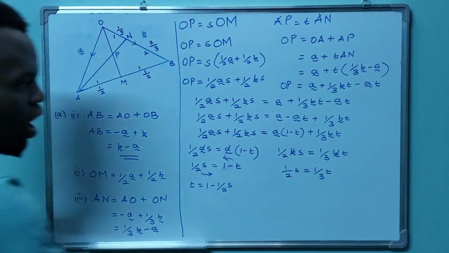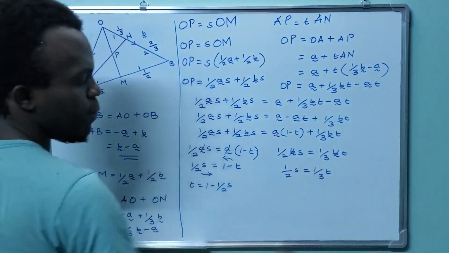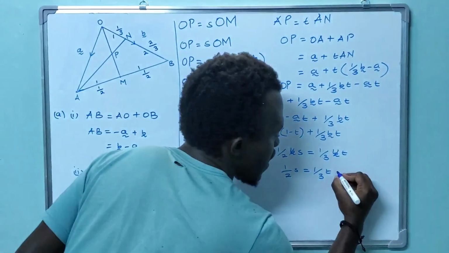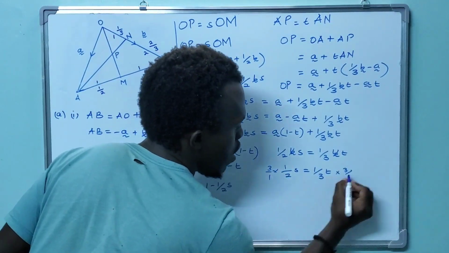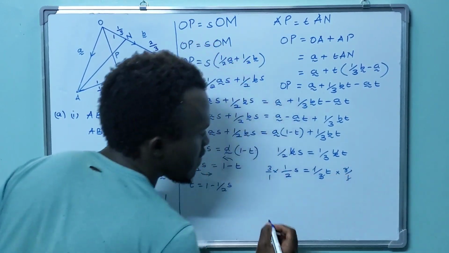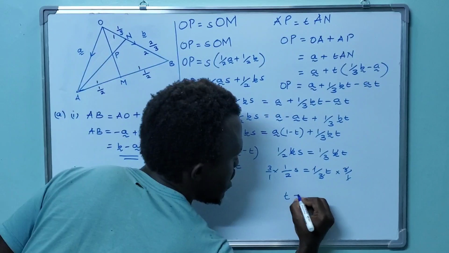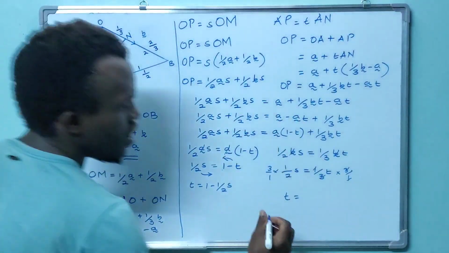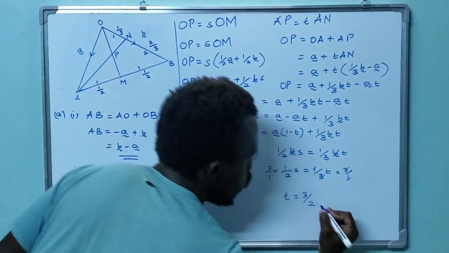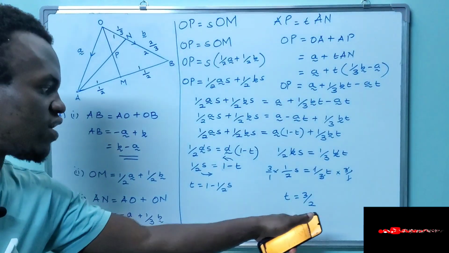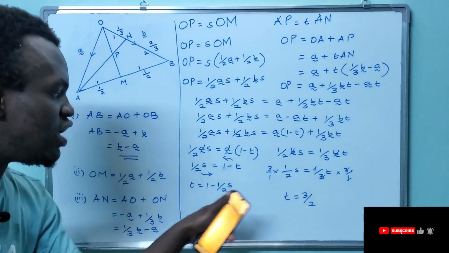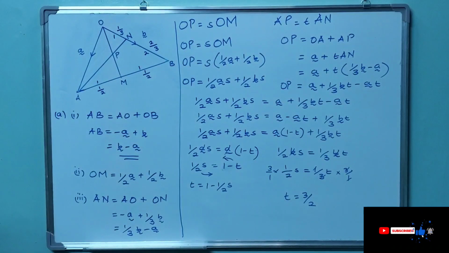What am I going to do? Because this one is a third, I'll multiply both sides by the reciprocal, which means I'll multiply here by 3 over 1, multiply there also by 3 over 1. That and that will cancel. So I'll remain there with t being equal to what? T being equal to 3 over 2. So I've made t the subject here, and I've made t the subject here, which means I can equate these two equations to get the value of s.